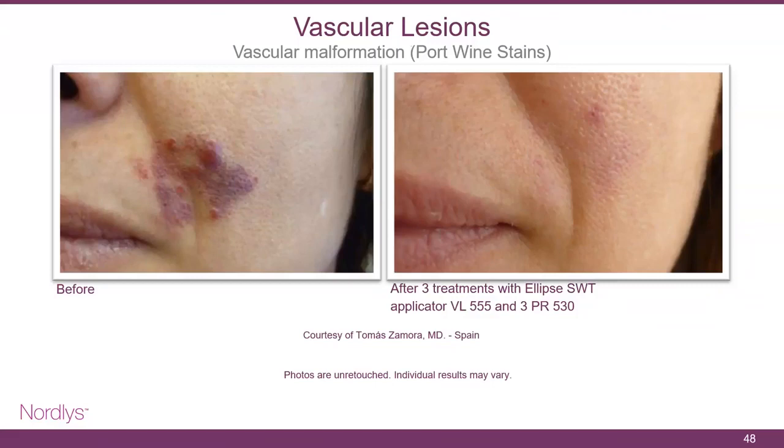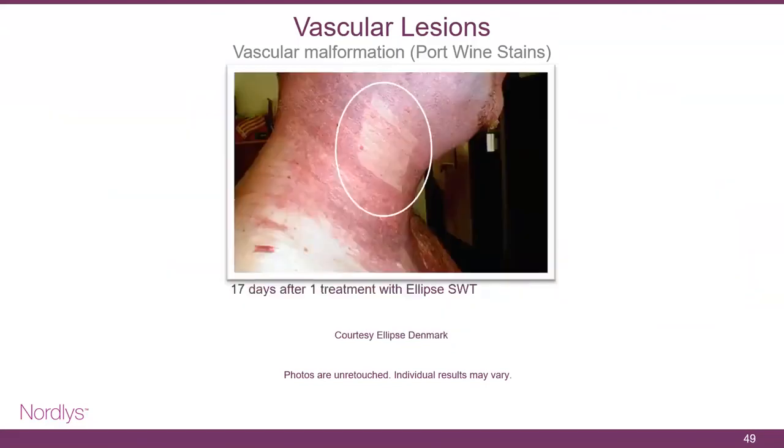Looking at the before picture, you can see that you've got a little bit of difference in the topography of this vessel. Some of it looks a little bit thicker than other parts, hence the reason of using a combination of the 555 and the 530. And this is after 3 treatments. I think this is a very nice image because it shows you how quickly you can get clearance of a port wine stain. So this is just over 2 weeks after a single treatment. It's a very nice clearance.